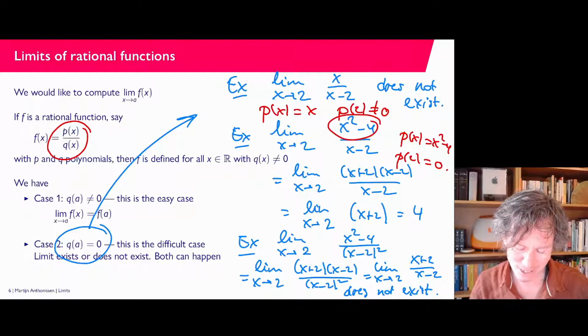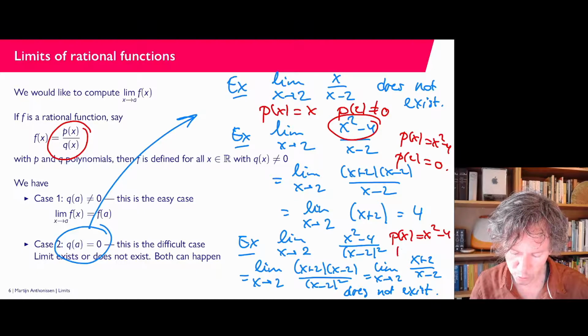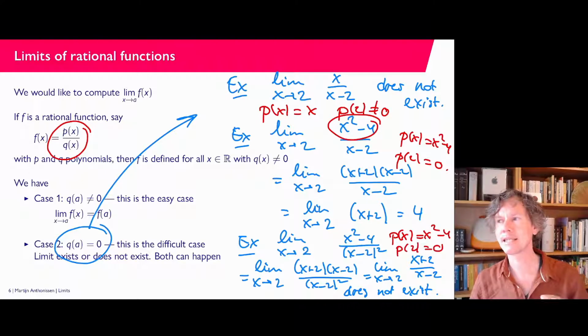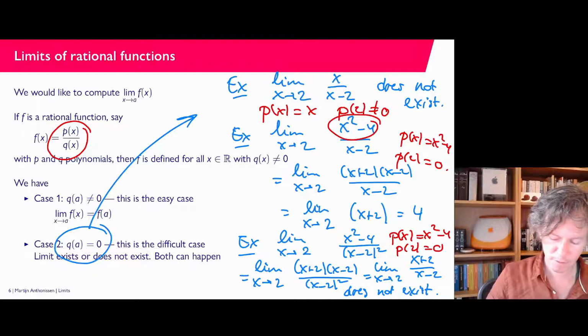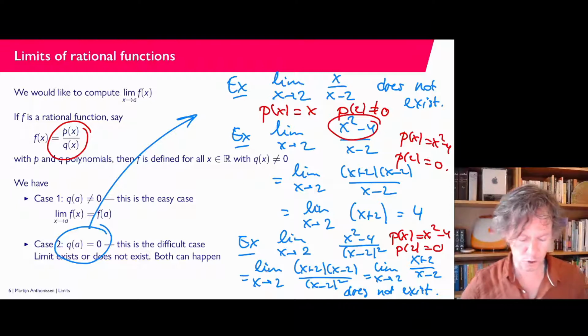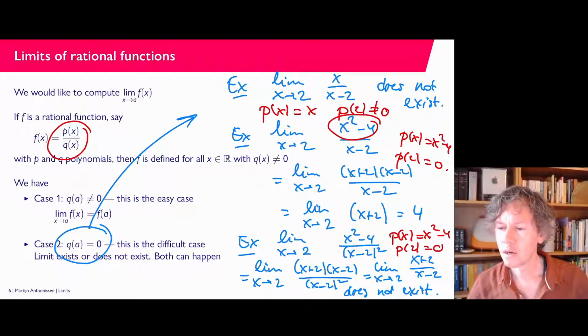But it's not guaranteed, because here we have p(x) equals x squared minus 4, so also p(2) equals 0, and yet the limit does not exist. So it is not sufficient. It is necessary, but it's not sufficient, it's not enough for the numerator to be 0.